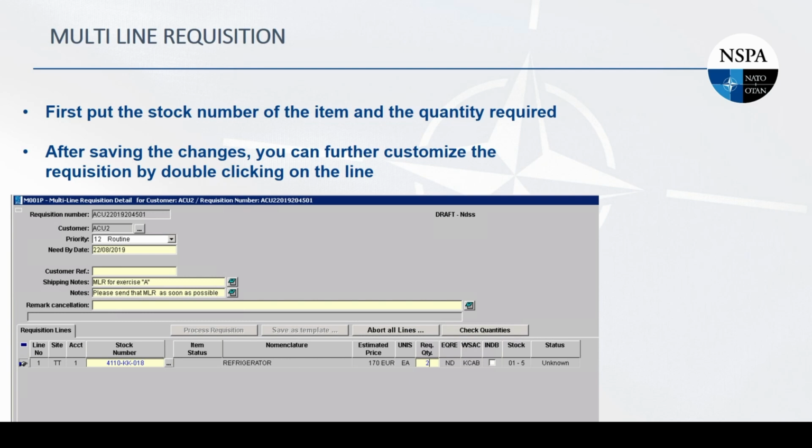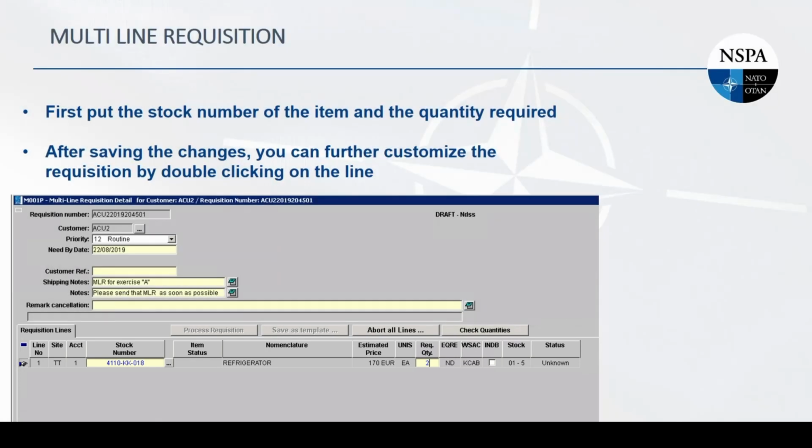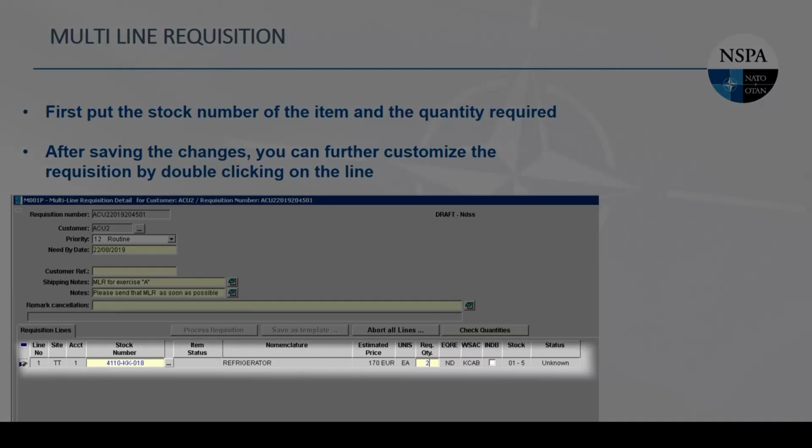To add a stock number, you have to save the header first. And then you go to the Insert button to add a line. Once you add the line, by double-clicking on the stock number line, you can customize the requirement even more in detail.